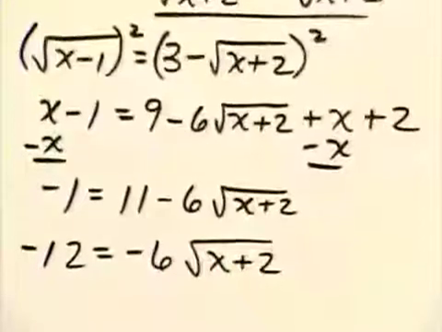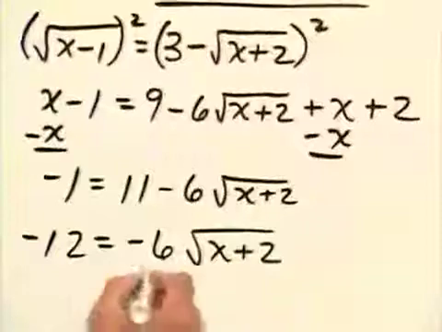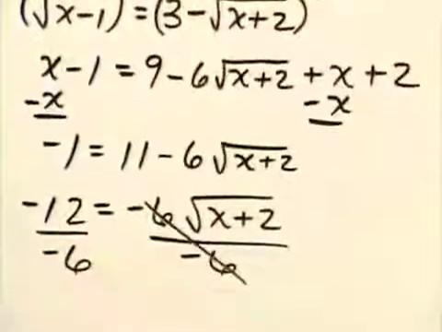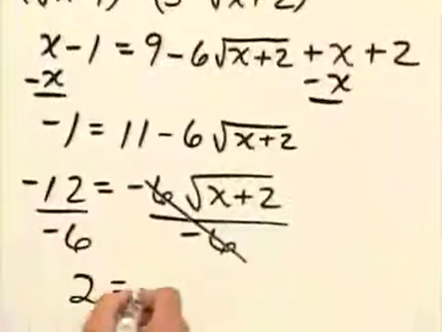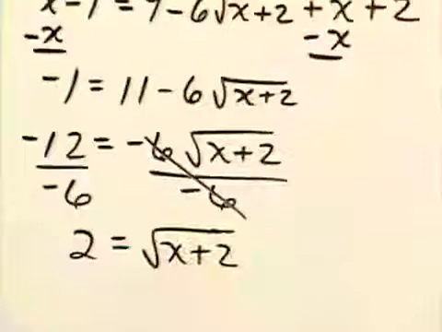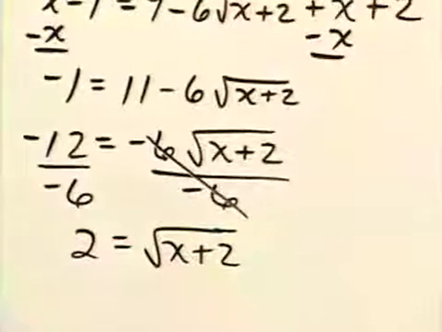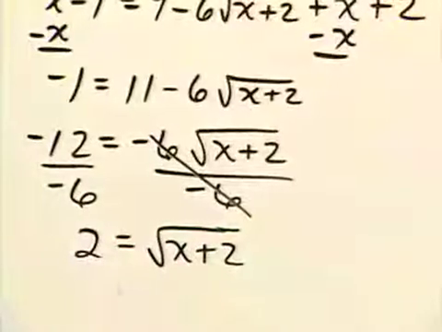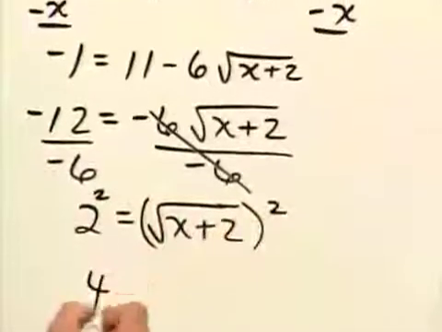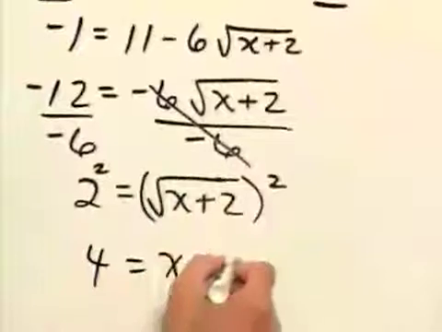Still, I can isolate my radical further by dividing both sides by a negative 6. These two will cancel out, and I have 2 is equal to the square root of x plus 2. Now I have my radical isolated, and I'll again raise both sides to the power of my index, which is a 2. So I'm going to be left with 4 is equal to x plus 2.